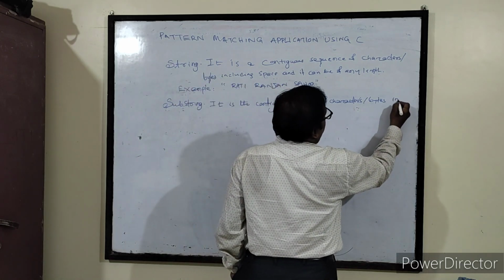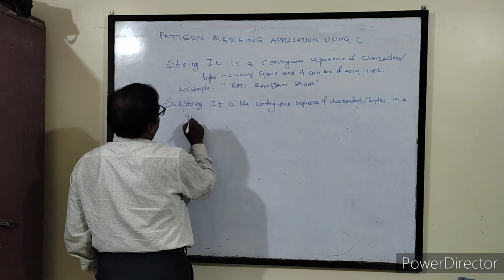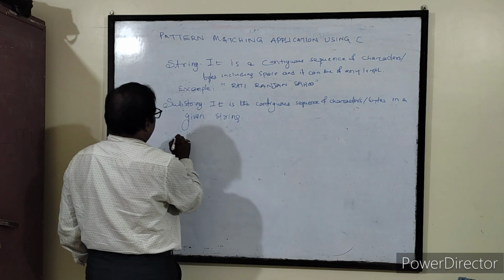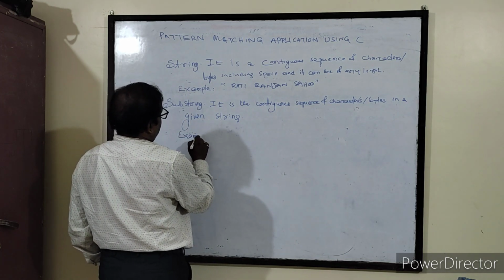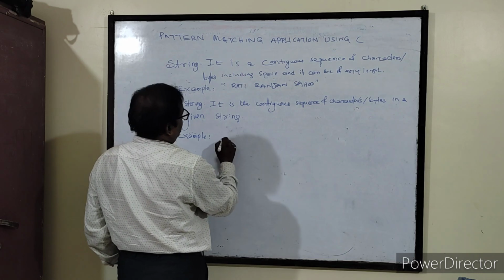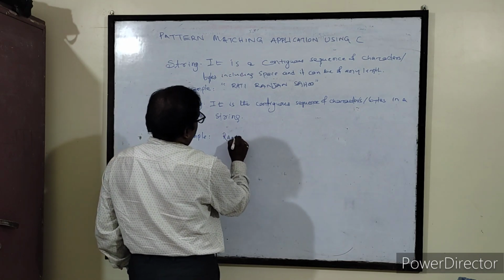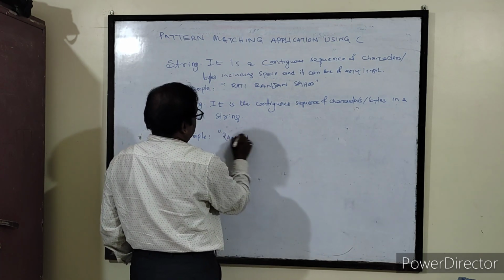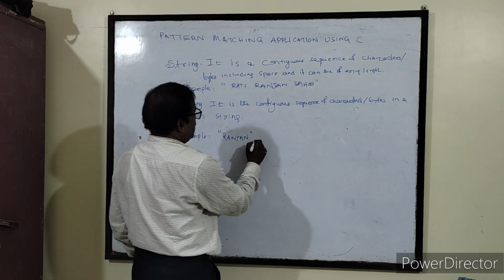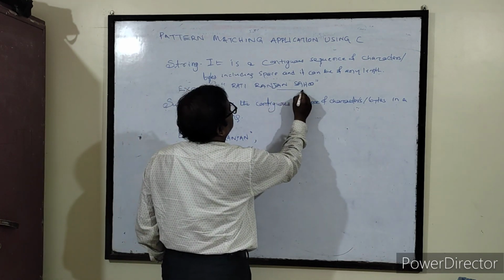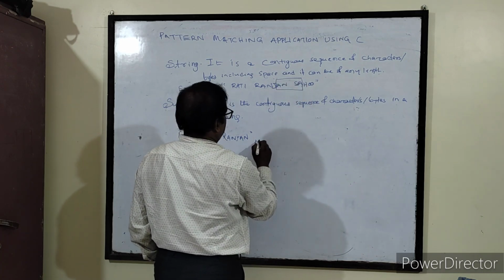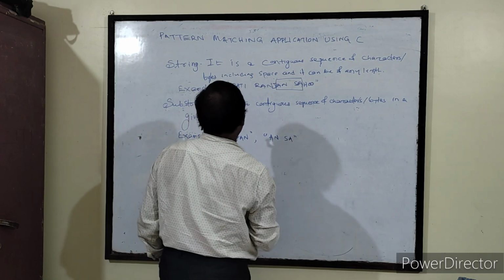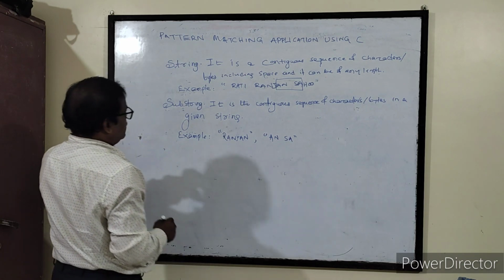in a given string. So the string must be given here. So for example, if I say Ranjan, or even you can say Ranjan, this is a substring. Or I can take this one, it is a substring, right? I can say AN space SA is also a substring. So there are many substrings in this example.